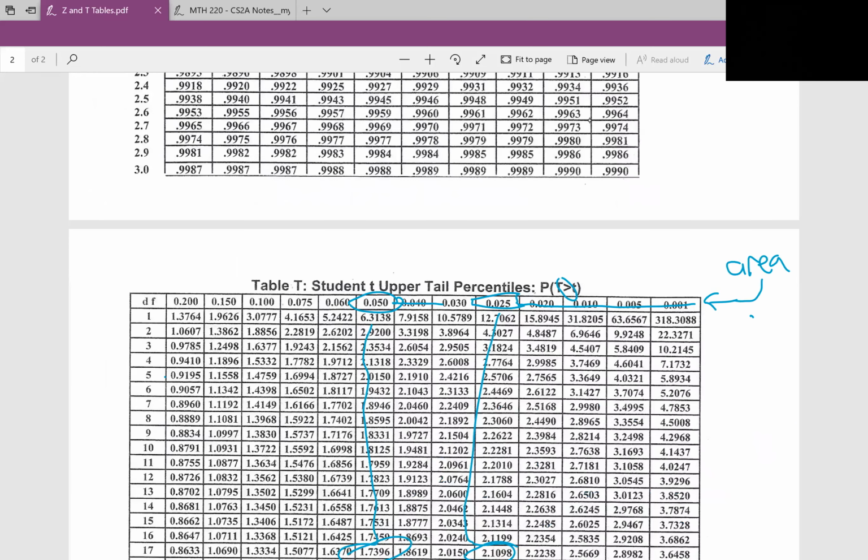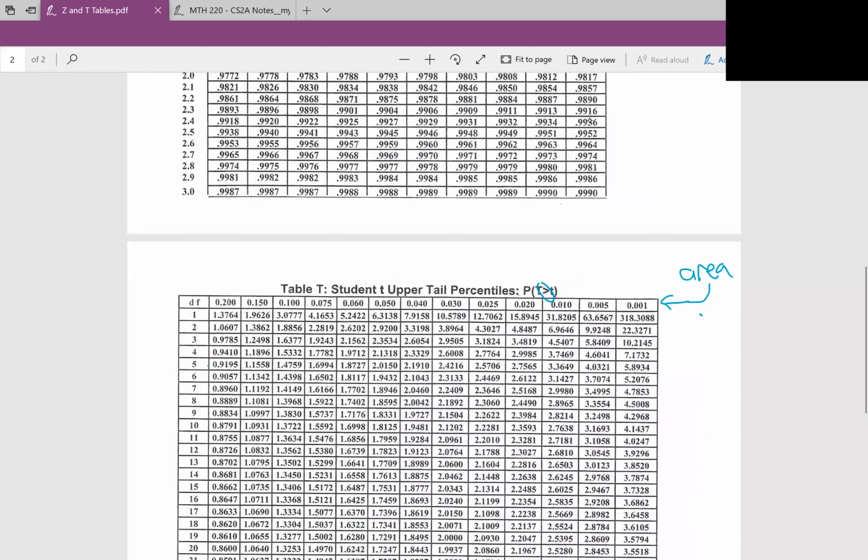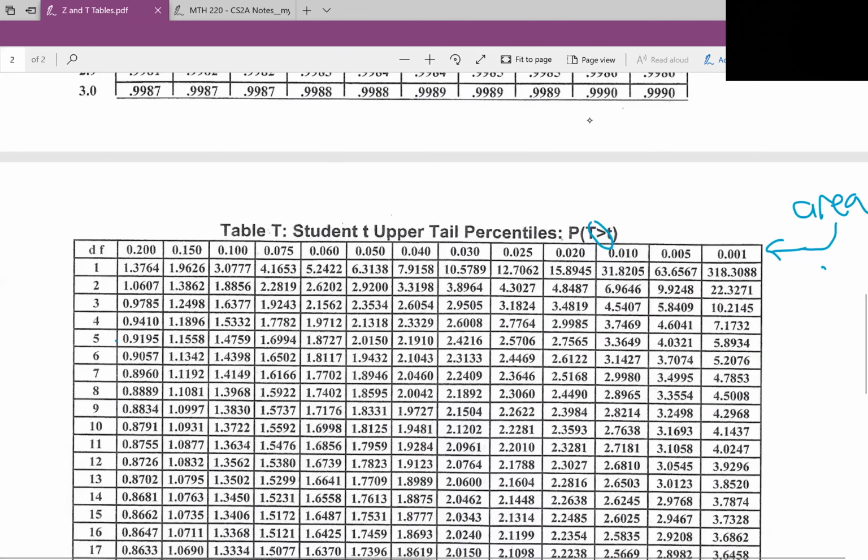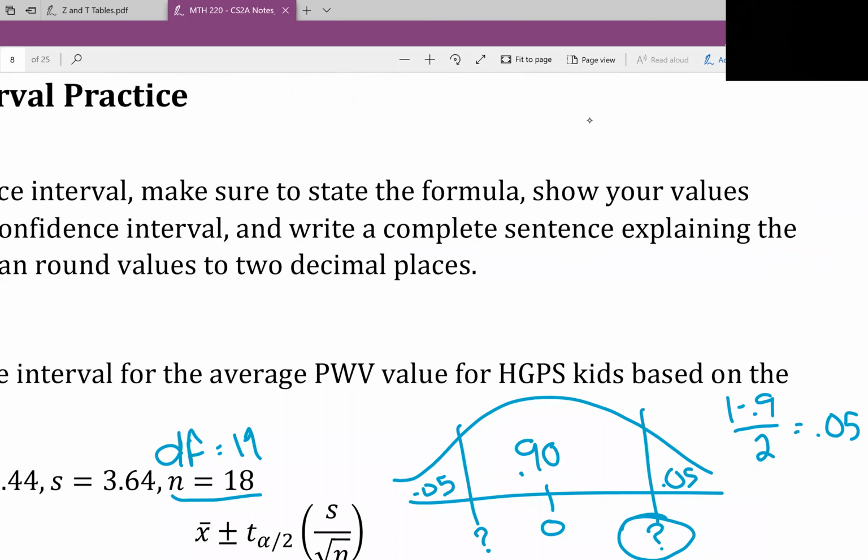If we come here, let's start fresh. We need to come down to degrees of freedom 17. There we go. And we're looking at the area of 0.025. Come down. Nope, not looking at the area of 0.025. What area are we looking at? 0.05. So again, going back and forth, let me make this a little clearer.